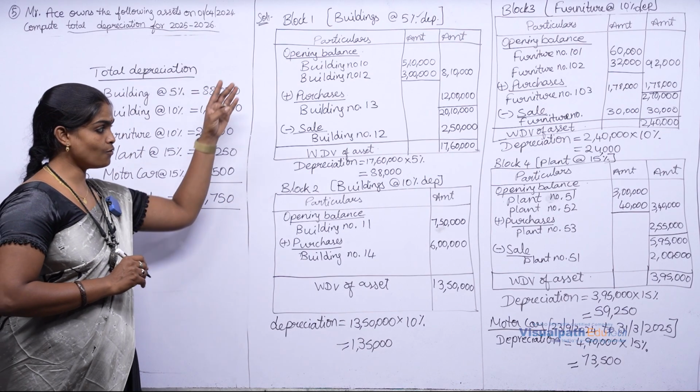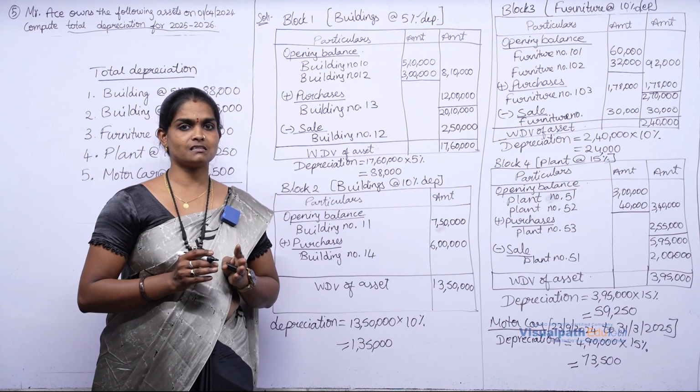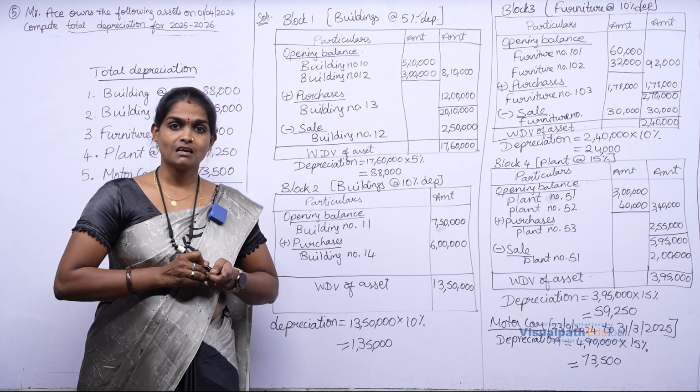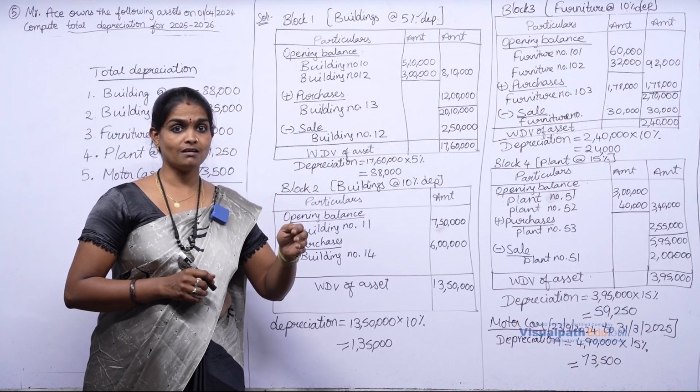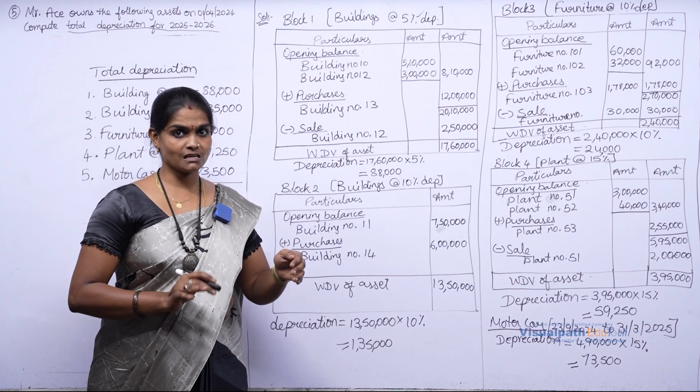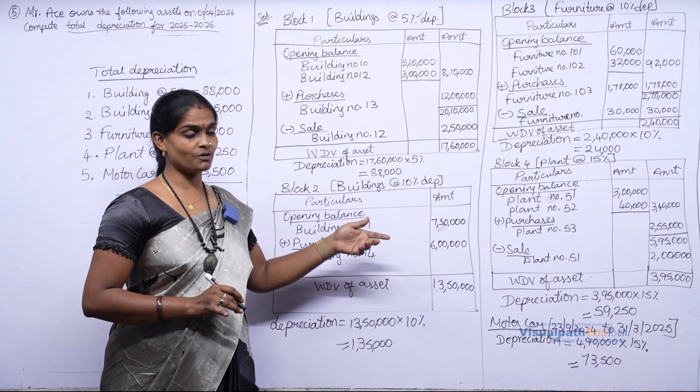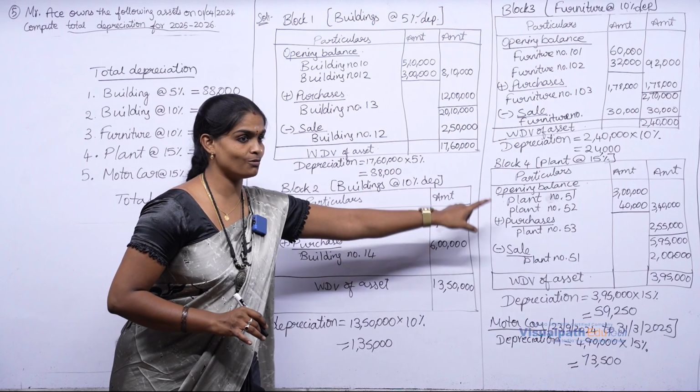Clear? This is how we have to group each and every asset depending upon the nature. Here in this question, you need not identify. In this question, the percentage rate of depreciation is given. So, depending upon the rate of depreciation, we have grouped and calculated. Clear?